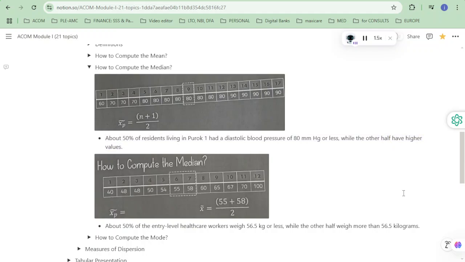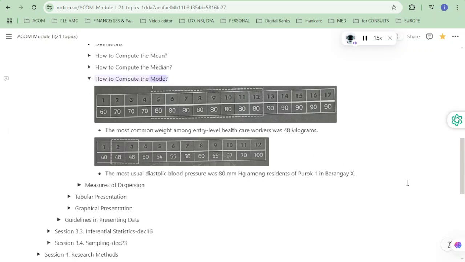About 50% of the entry-level healthcare workers weigh 56.5 kilograms or less, while the other half weigh more than 56.5 kilograms. How to compute the mode. The most common weight among entry-level healthcare workers was 48 kilograms. The most usual diastolic blood pressure was 80 mmHg among residents of Purik 1 in Varanasi X.